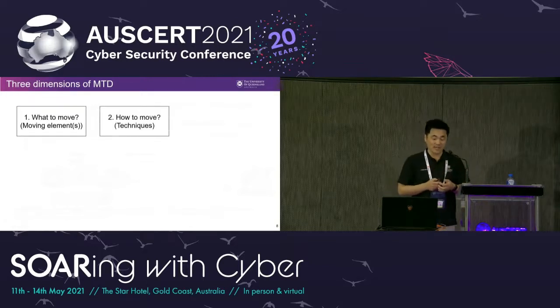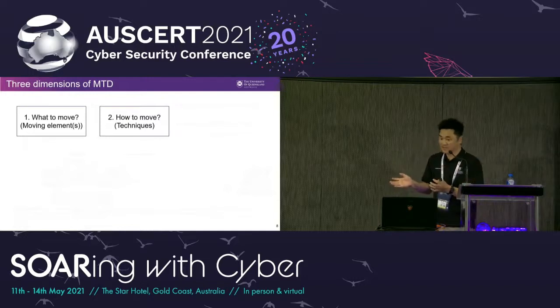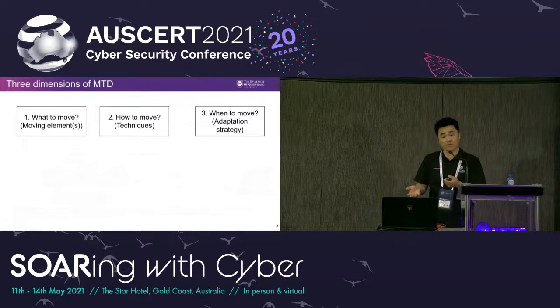And the second dimension is how to move. It's about techniques. So how you can choose an element or more, and how you can move that element, right? That's the second one, technique. A third one is when to move. So it's about adaptation strategy.